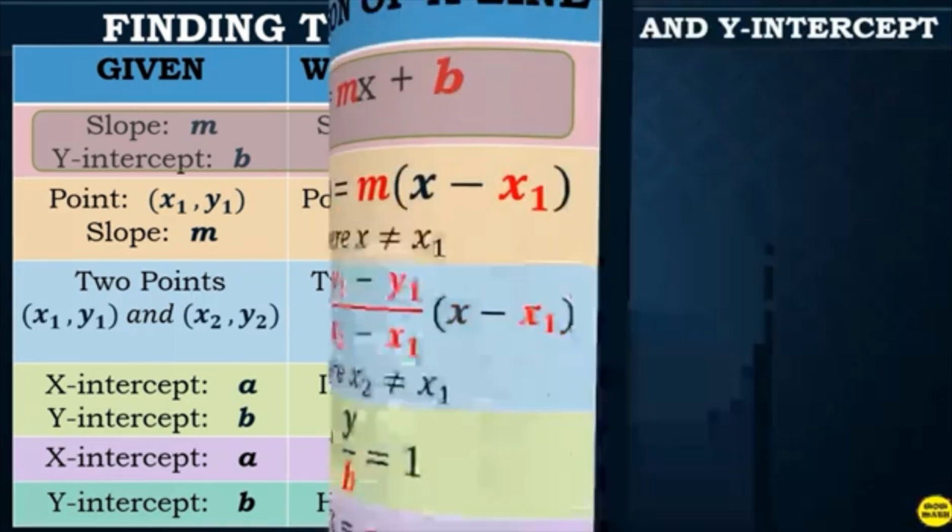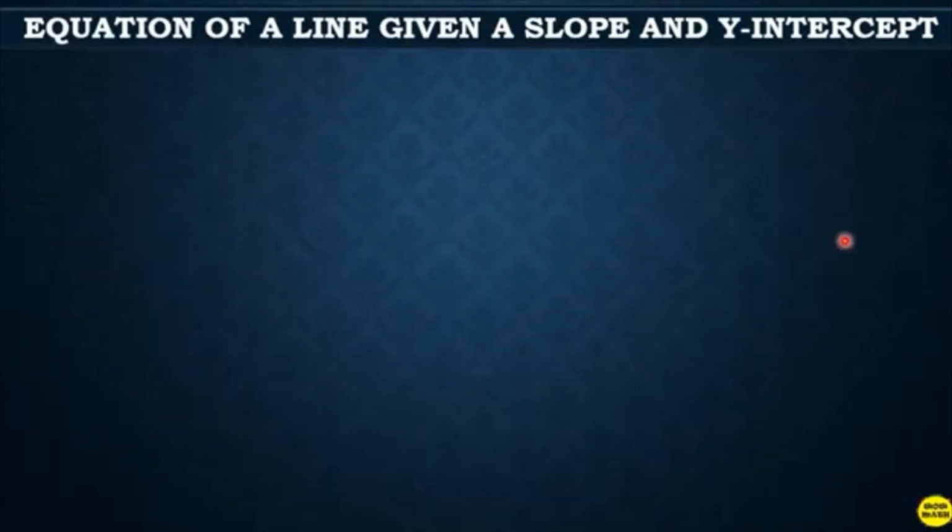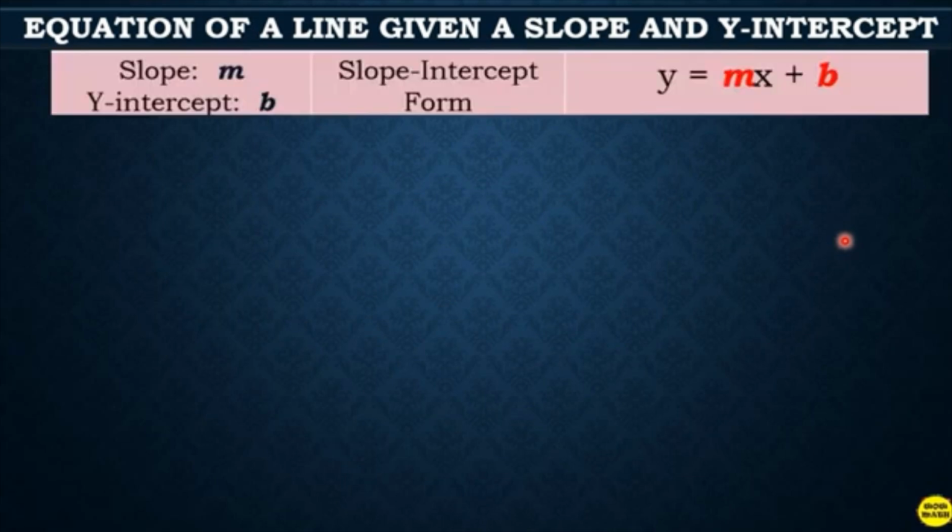So let us continue. So, how are we going to find the equation of a line given a slope and y-intercept? So, we all know that, so this is the formula, okay? The y equals mx plus b. This is what we call the slope-intercept form. So, ito yung tinatawag nating slope-intercept form.